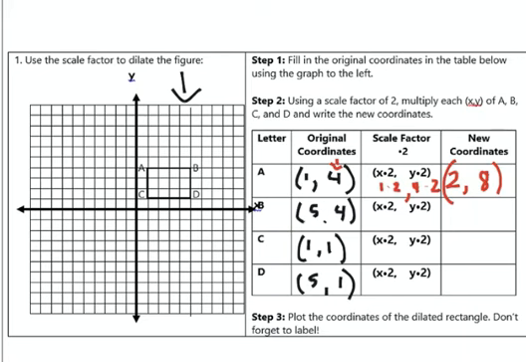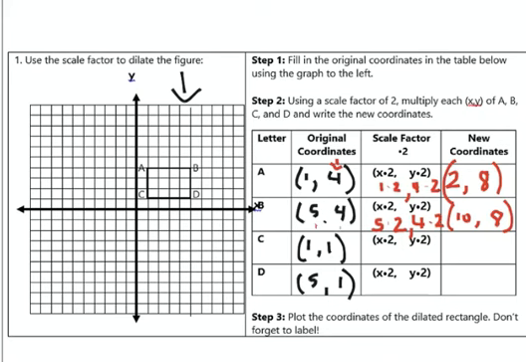Okay, if you need help or you don't understand where I got those numbers from, please raise your hand and just ask. You should probably see the process, though, as we go through the next 3 coordinates. So if you look at B, my original coordinates were 5, 4. So we're going to take the original x, which is 5, and we're going to multiply it by 2. 5 times 2 would give me 10. Then we're going to take the original y, which is 4, and multiply that one by 2. 4 times 2 would give me 8. So my B prime coordinates are going to be 10, 8.